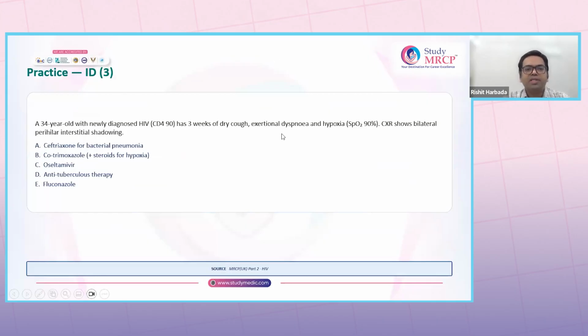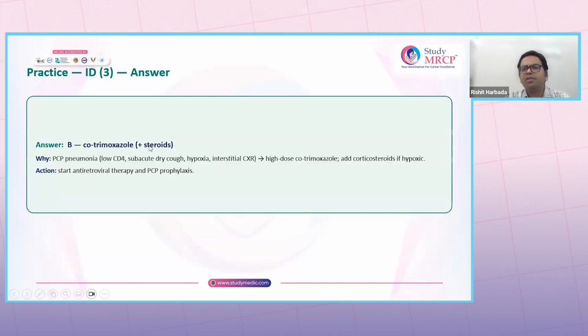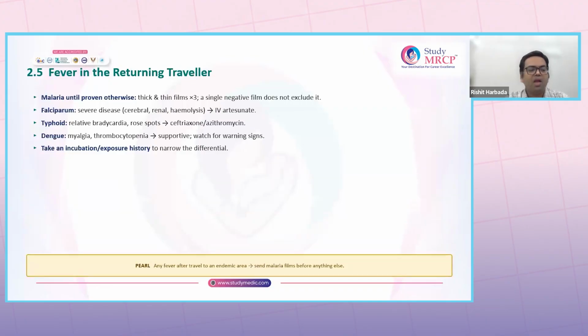So here a patient presents, a 34-year-old male who is recently diagnosed HIV. CD4 is 90, has 3 weeks of dry cough, exertional dyspnea and hypoxia. Chest X-ray shows bilateral perihilar interstitial shadowing. The treatment is going to be cotrimoxazole with steroids for hypoxia, because it's PCP pneumonia.